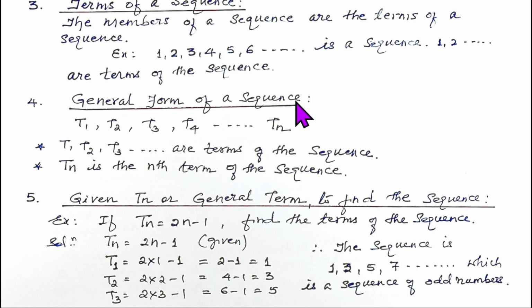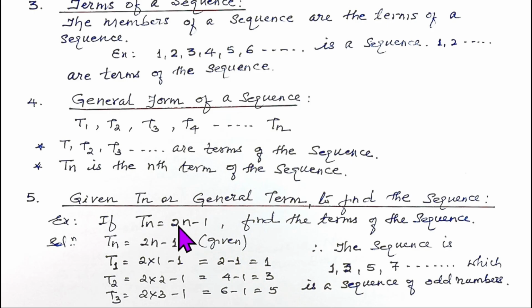We can generalize the form of a sequence here. We can take T1 as the first term, T2 as the second term, T3 as the third term, T4 as the fourth term, and so on, and Tn is the nth term of the sequence. So T1, T2, T3 and so on are terms of the sequence, and Tn is the nth term of the sequence. Now sometimes we are given the nth term and we are asked to find the sequence. Let us consider an example to understand this. If we are given the nth term Tn is equal to 2n minus 1, where n is a natural number starting from 1, 2, 3, 4 and so on.